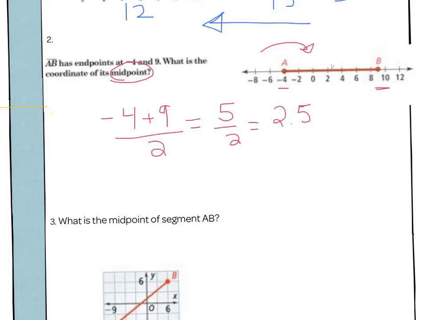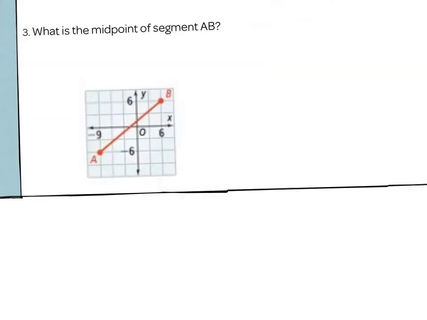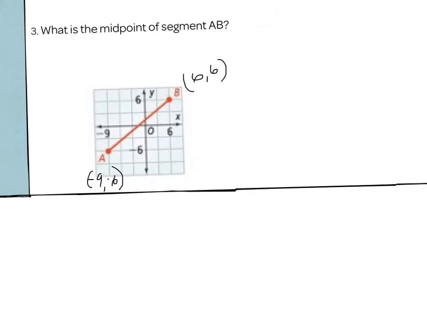Somewhere about there. How about that? Well, now let's look at a segment that has it on an x and a y axis, not just an x axis. So let's first figure out the points A and B. So now if we look at the coordinates, A is at -9, -6, and B is at 6, 6.